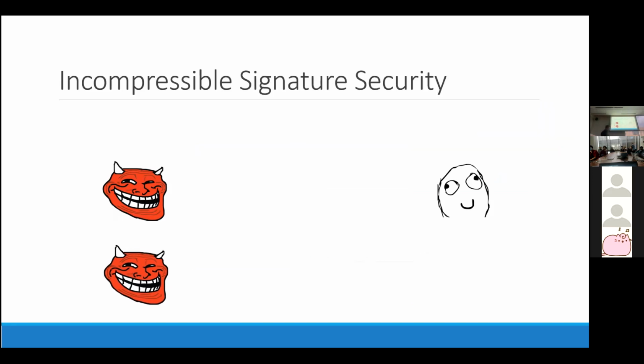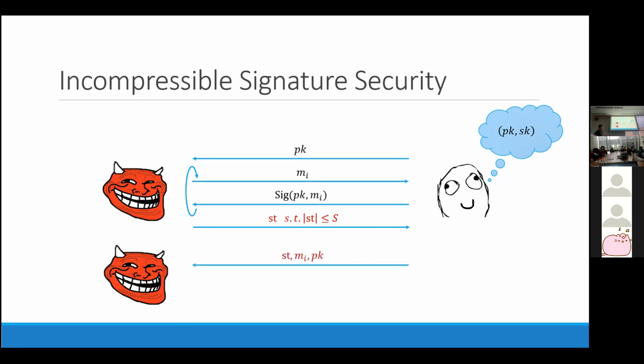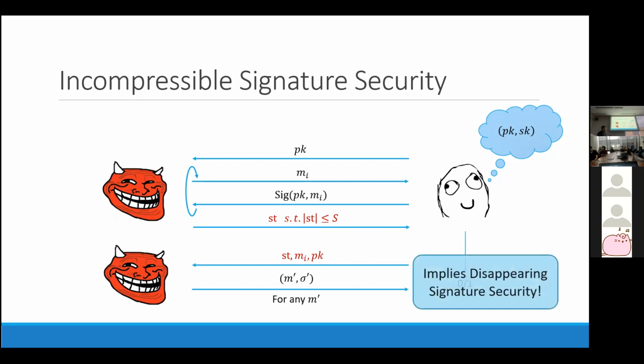For incompressible signatures, it's a similar thing. We send over the public key to the first adversary, and the first adversary can submit queries on a whole bunch of messages and get corresponding signatures. But after that, the first adversary needs to compress everything down to the state ST. Then the second adversary is given the state ST together with the metadata, and needs to produce the forgery. So whoever does the challenges doesn't perform the actual attack, and whoever performs the actual attack only gets the small state. Again, this security definition is strictly stronger than disappearing signatures, so an incompressible signature scheme also implies disappearing signature security.